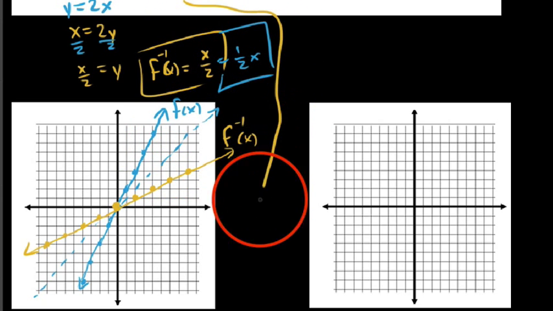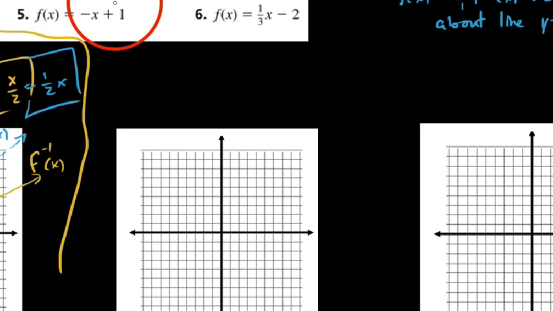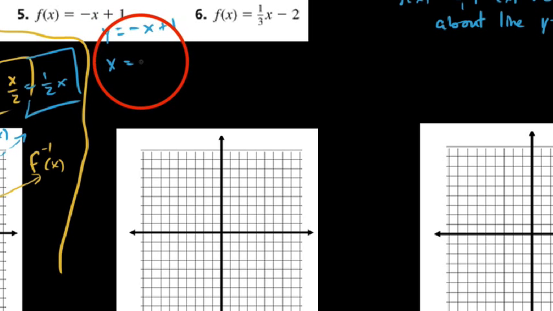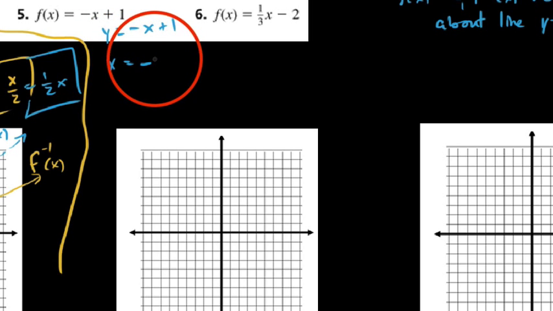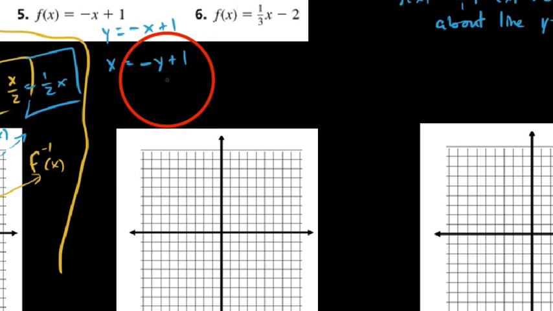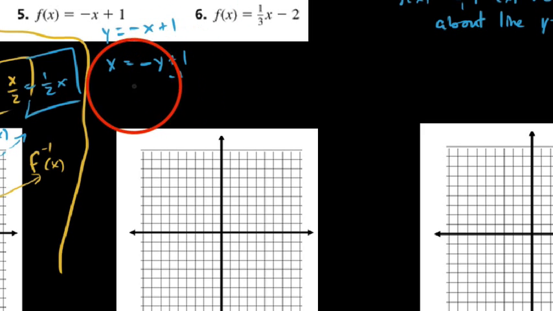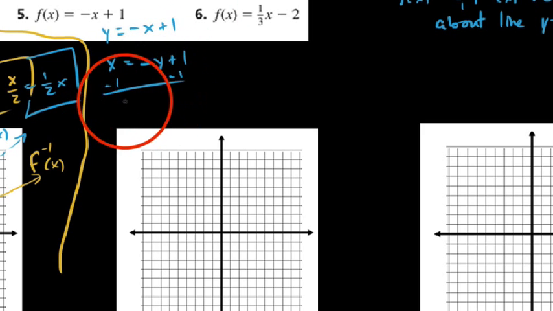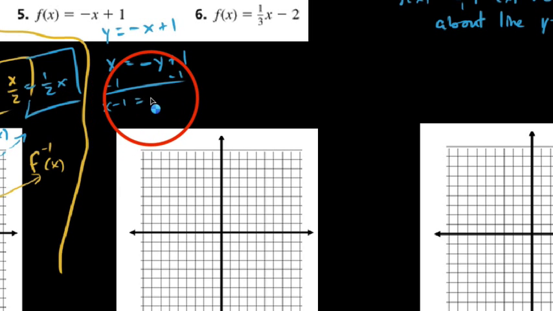So going ahead and taking a look at number 5 here, what's the inverse of taking something, making it negative, and adding 1? Well, let's go ahead and write this first of all as y equals negative x plus 1. And then what we're going to do is find the inverse, which means start by switching the domain and range. Switch x and y. So x equals negative y plus 1. To solve for y here, we would subtract 1 from both sides. And we end up with x minus 1 equals negative y.